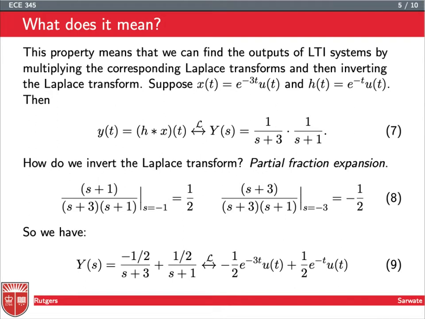And then we look at this and say, what does this look like in the time domain? Notice that these two signals here are both right-sided, so the answer is also going to have to be right-sided. So we choose minus a half e to the minus 3t u of t plus a half e to the minus t u of t. Right, so if we applied our formula, we could have also done that as well.